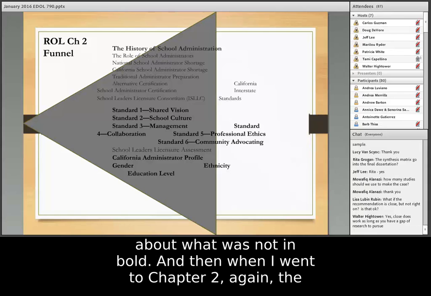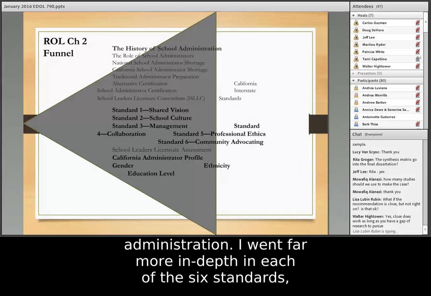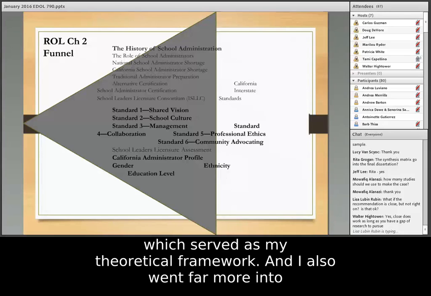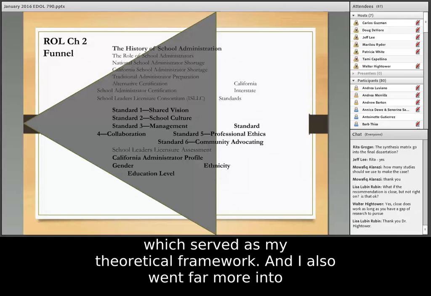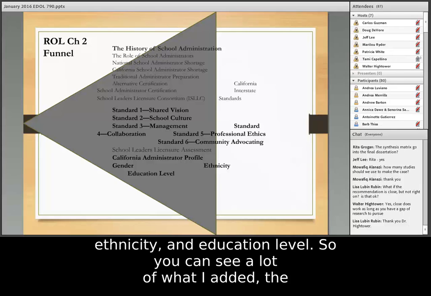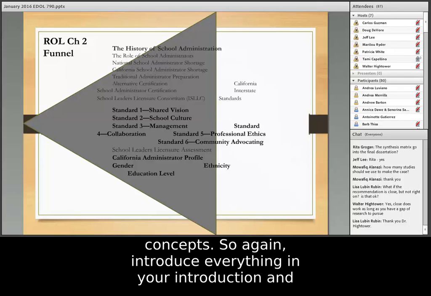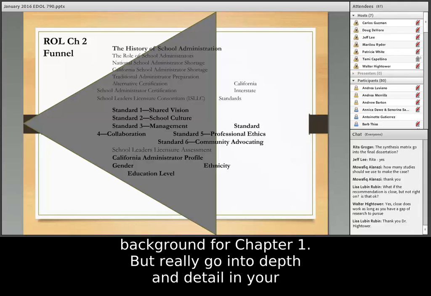And then when I went to Chapter 2, the expanded funnel, I went far more in depth on the history of school administration. I went far more into depth in each of the 6 standards, which served as my theoretical framework. And I also went far more into depth regarding California administrator profiles, such as gender, ethnicity, and education level. So you can see a lot of what I added, the bold information, was far more detailed than some of the overarching concepts. So again, introduce everything in your introduction and background for Chapter 1, but really go into depth and detail in your review of Lit.